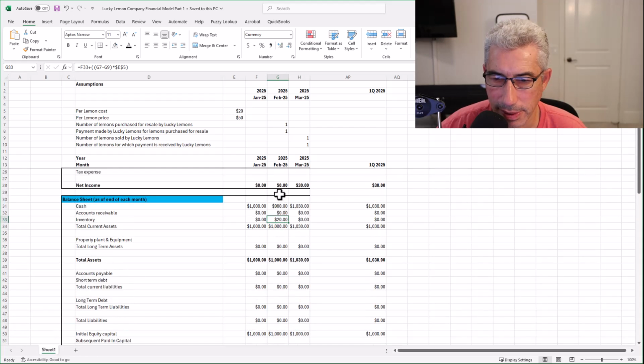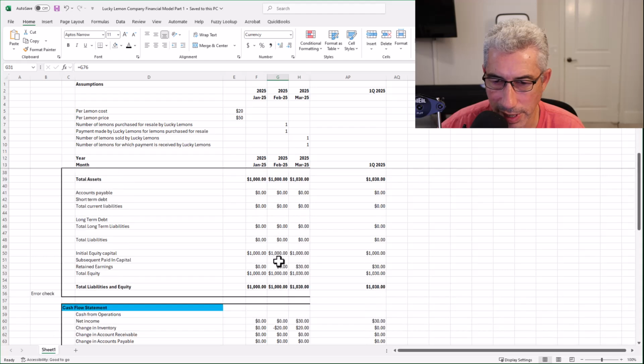And this cash here goes down by $20. As I've mentioned, we pay for that lemon at the same time as we receive it. So you'll see there, that's a link from the cash flow statement. So you'll see how the cash flow statement is impacted right now.